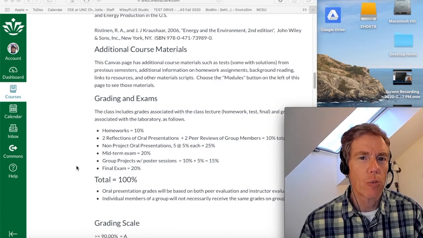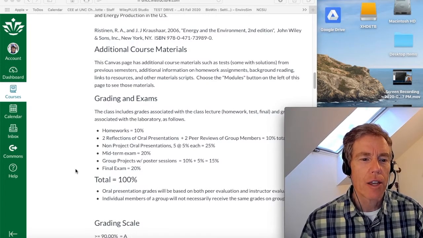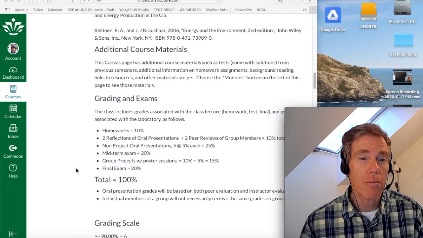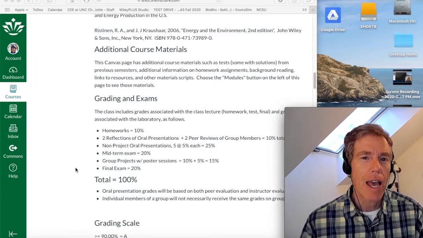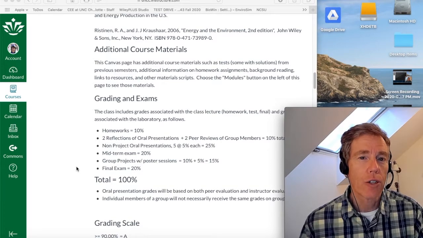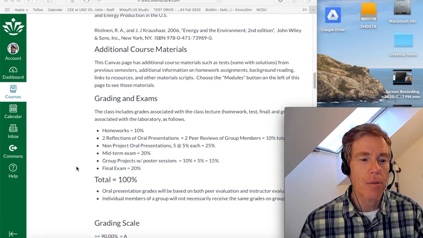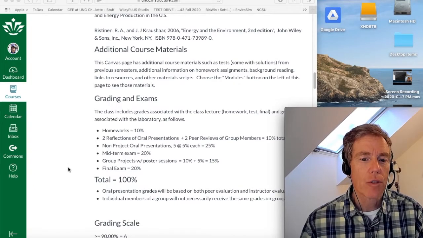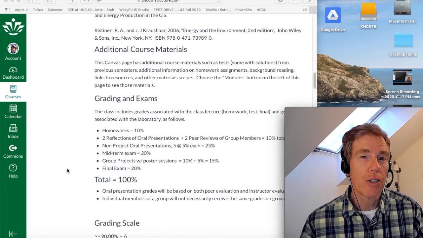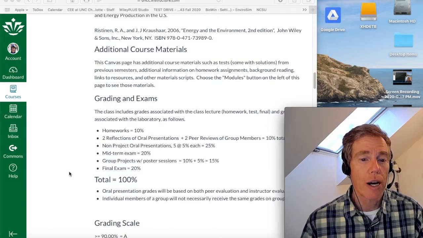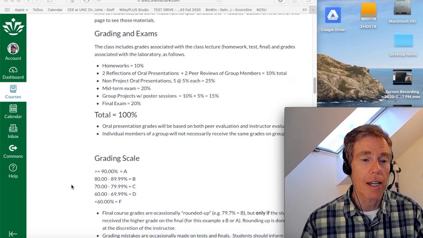There's information here about the grading. Grading is we have homework assignments, of which there will be approximately four. Those are 10% of the grade. There are two reflection memos on the oral presentations and two peer reviews for the two projects that we're doing. Collectively, that's 10%. Then there are five non-project oral presentations. Those happen throughout the semester starting next month. Those five are each worth 5% or 25% total. There's a midterm that's worth 20%, two group projects that collectively are worth 15%, and the final exam is 20%. That adds up to 100%.